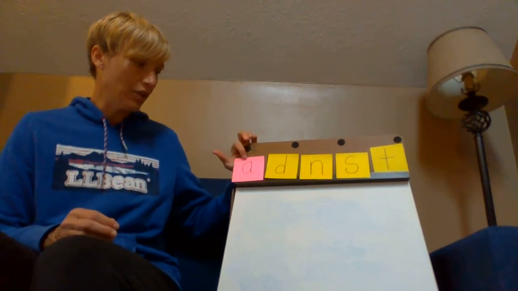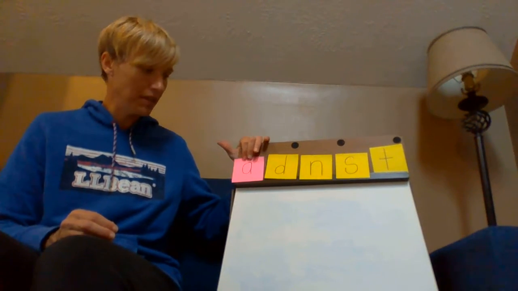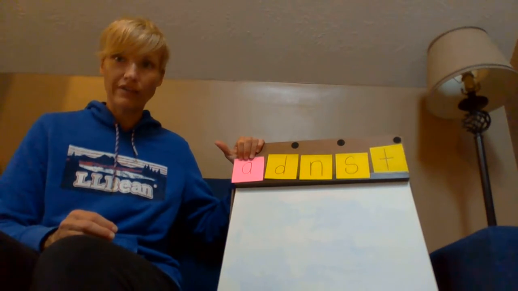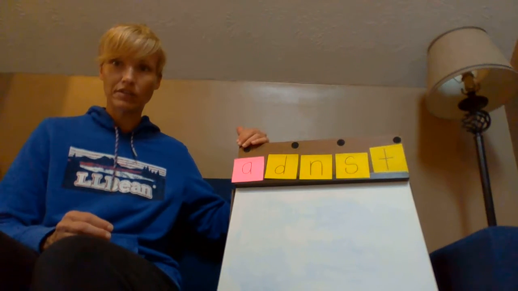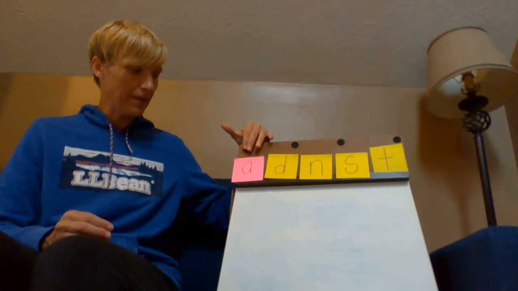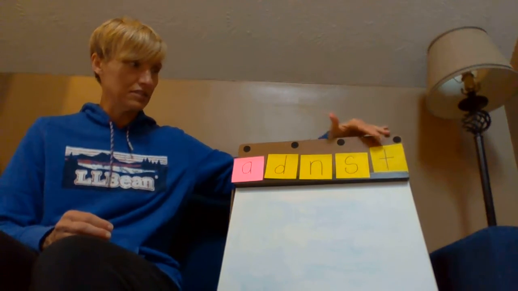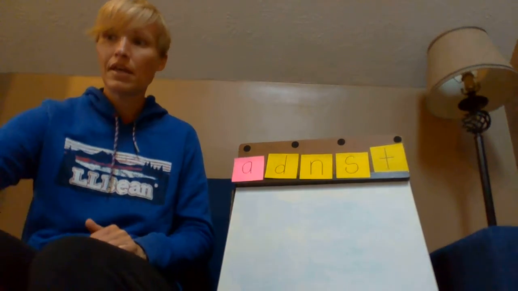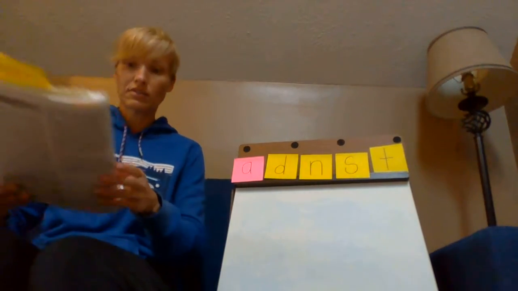I made my vowel a different color, pink. You don't need to do that if you don't have a different color. If you do, that's great. You can make your vowel a different color. So go ahead and copy down A, D, N, S, and T on your sheets of paper. And then we're going to get started.